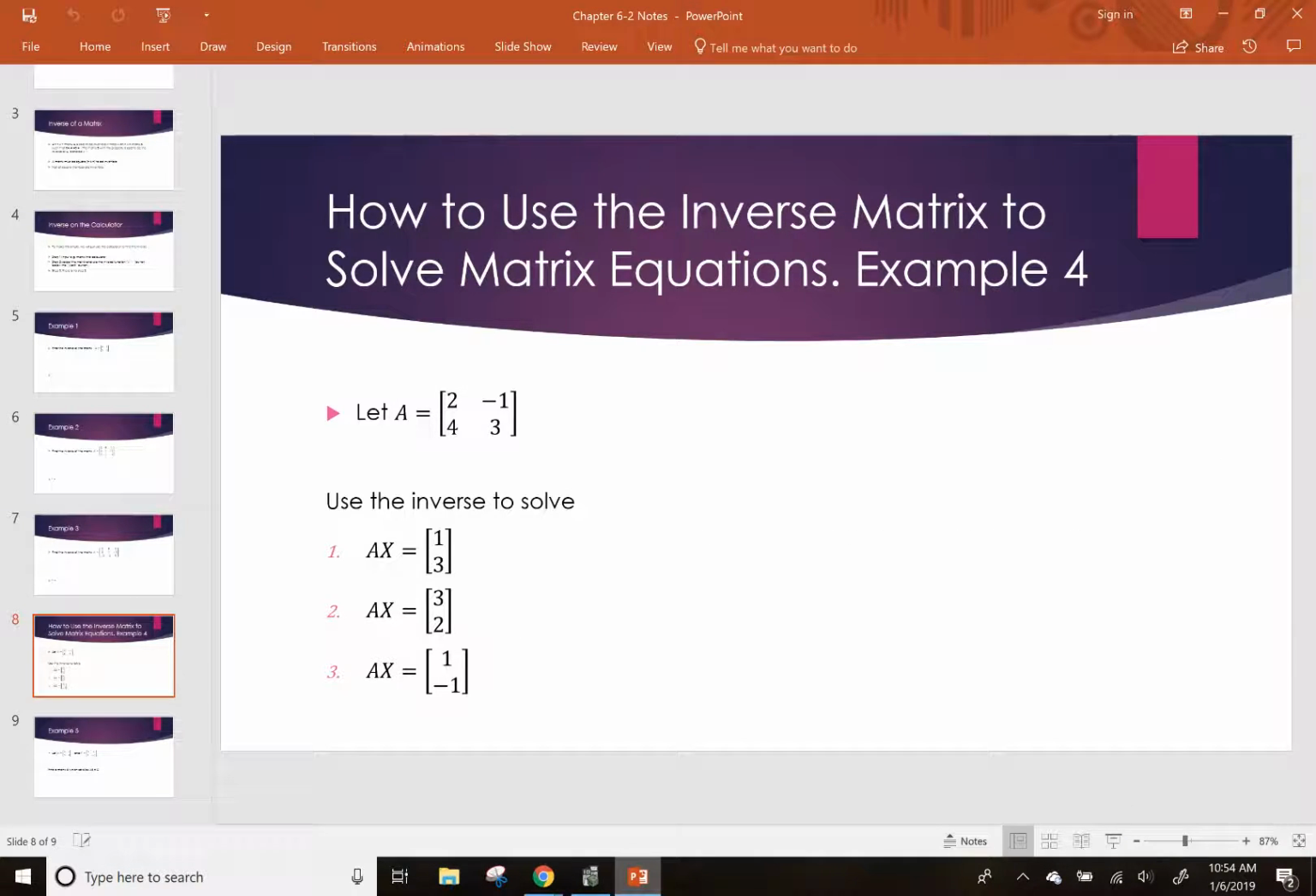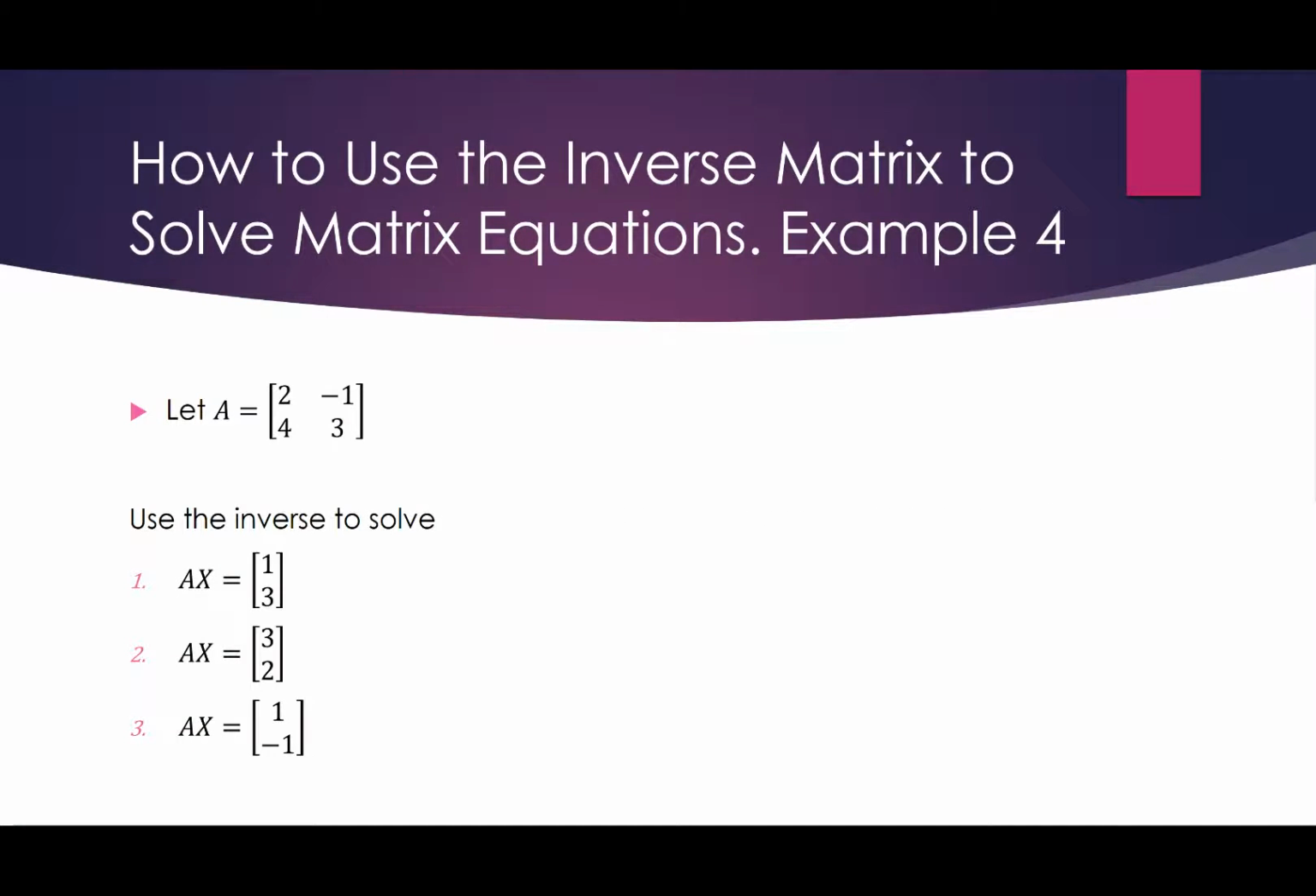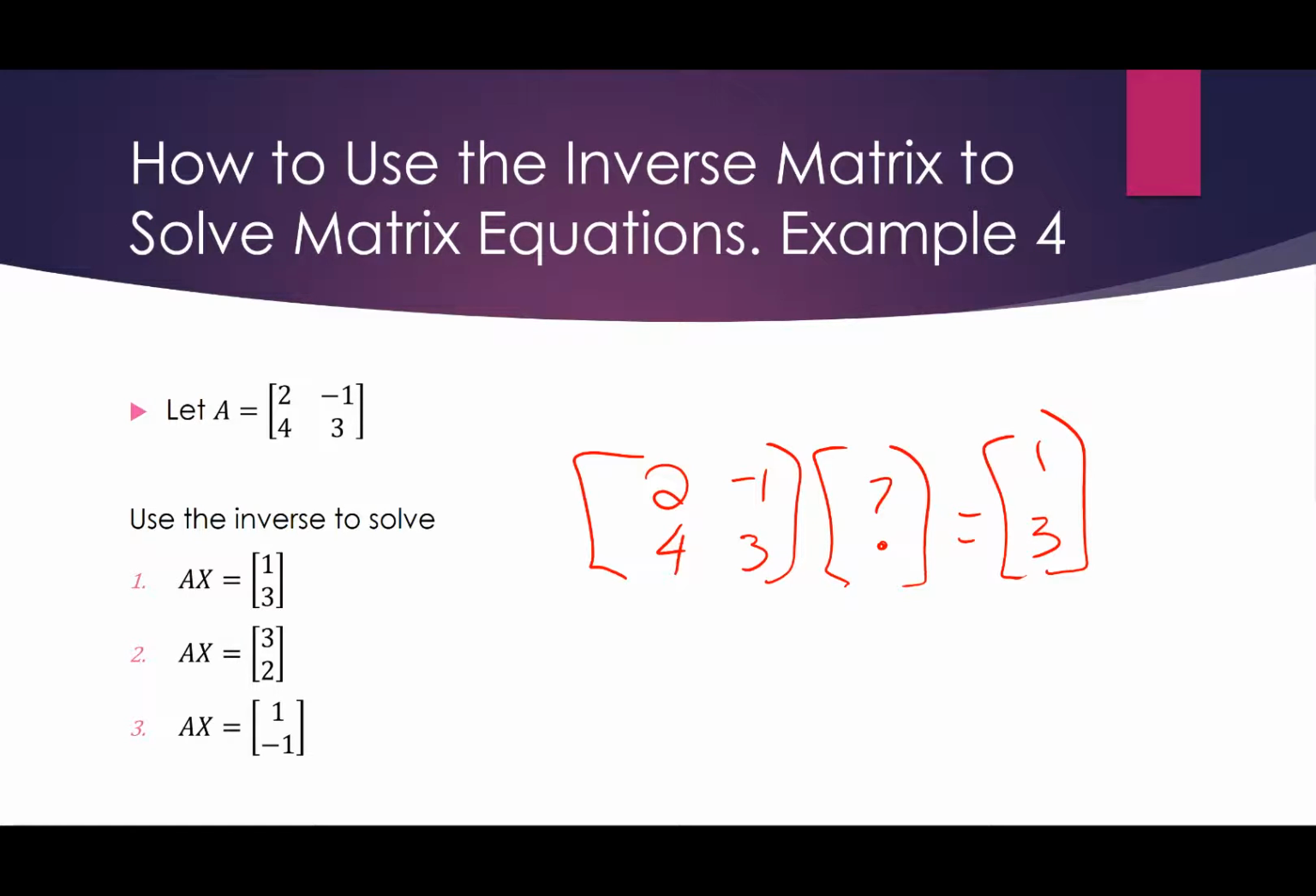So back to our problem here. Remember this is the original matrix, right? And I'm trying to figure out what this matrix is. That equals the 1, 3 matrix. I know the inverse now. The inverse, from my calculator, is 0.3, 0.1, -0.4, and 0.2.